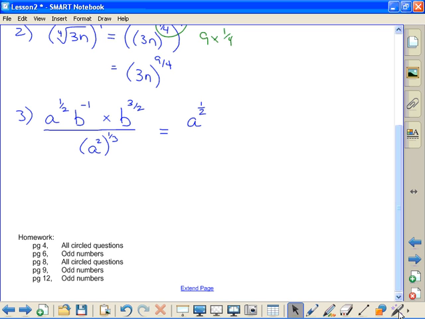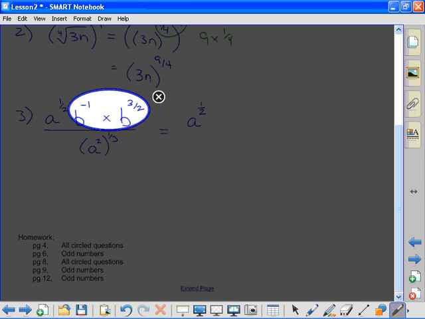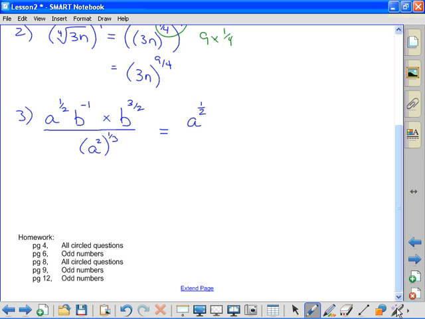Now the b terms, they're like terms, they are multiplying, which means that I need to add the exponents together. So b to the exponent, and I'll do this off to the side, -1 plus 3/2. That's the same as -2/2 plus 3/2. So adding the numerators, because denominators stay the same when you're adding, would be 1/2. You can double check this. If you're going to use the calculator, which you're free to use on a test, it should give you the 1/2.